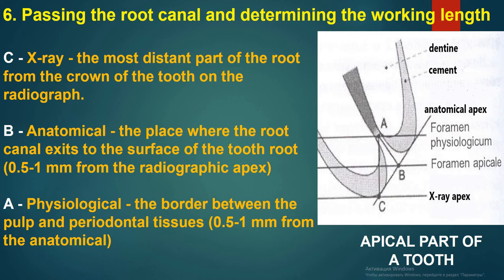Sixth, passing of the root canal and determining the working length. In the picture we see the apical part of a tooth. We see dentin, cement, anatomical apex, foramen physiologicum, foramen apical, and X-ray apex.